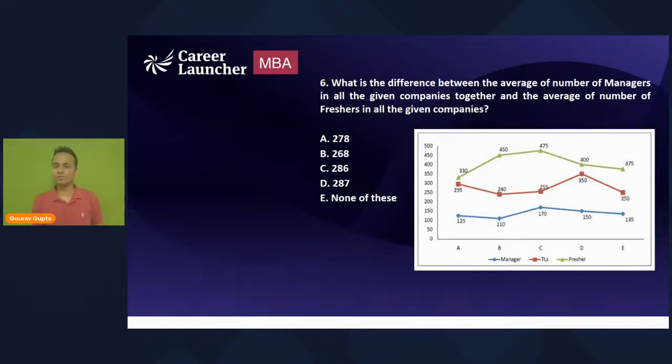What is the difference between the average number of managers in all the given companies together and the average number of freshers in all the given companies? So you will have to find out the average number of managers, then you will have to find out the average number of freshers, and they are talking about the difference of these two numbers.